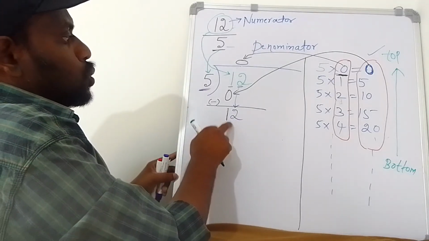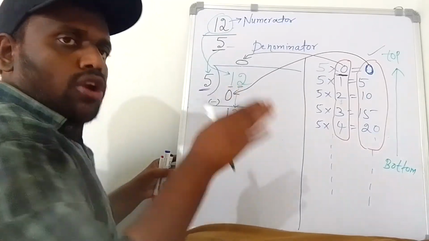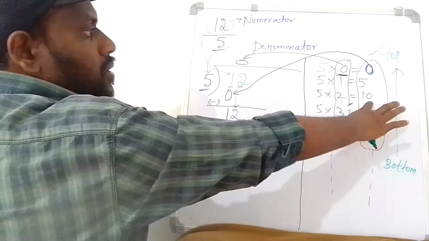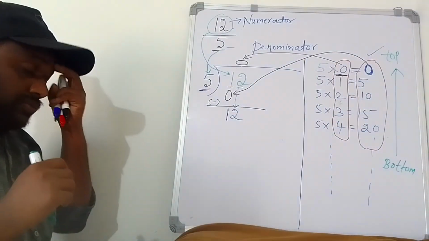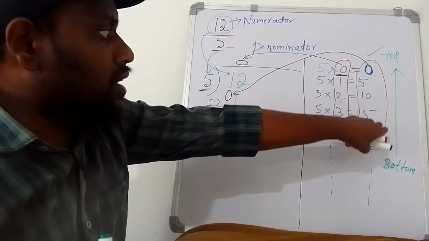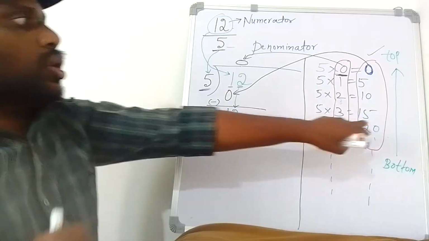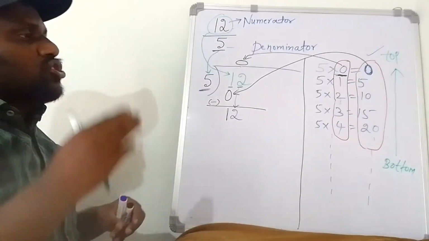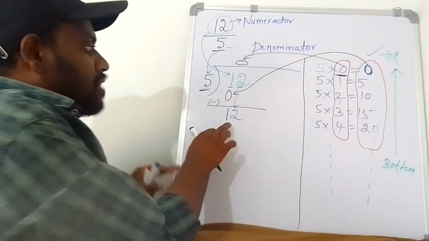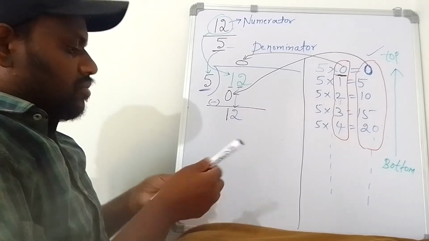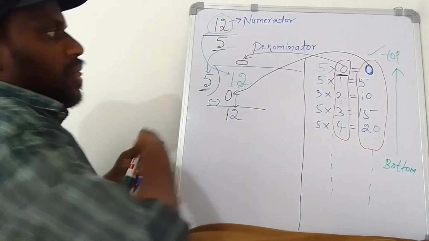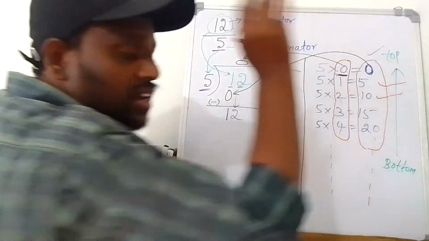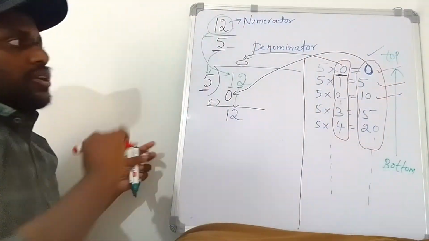Now the next step is to check whether this 12 is there or not. In this column you can see there is no 12. Exactly 12 is not there in this last column. So what we have to do is check another number which is less than this 12. Less than this 12 means, here see, 10 is less than 12, 5 also less than 12, 0 also less than 12.